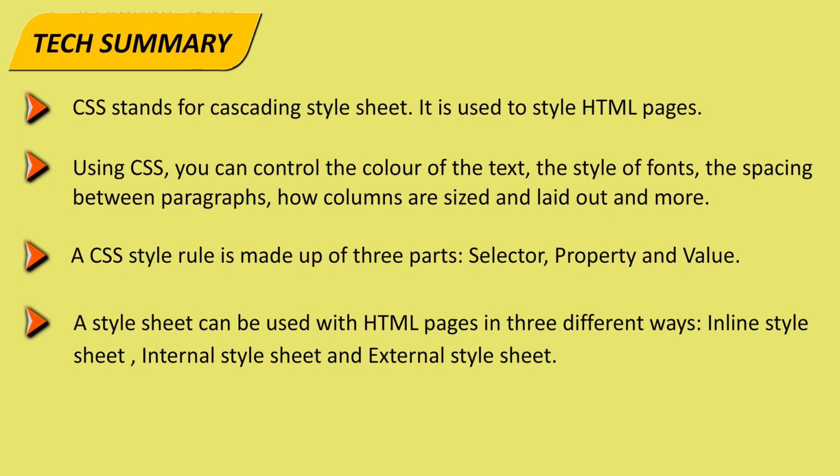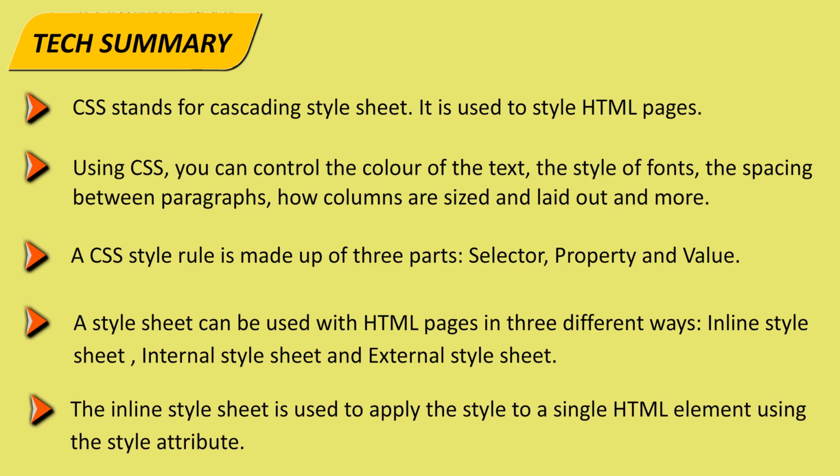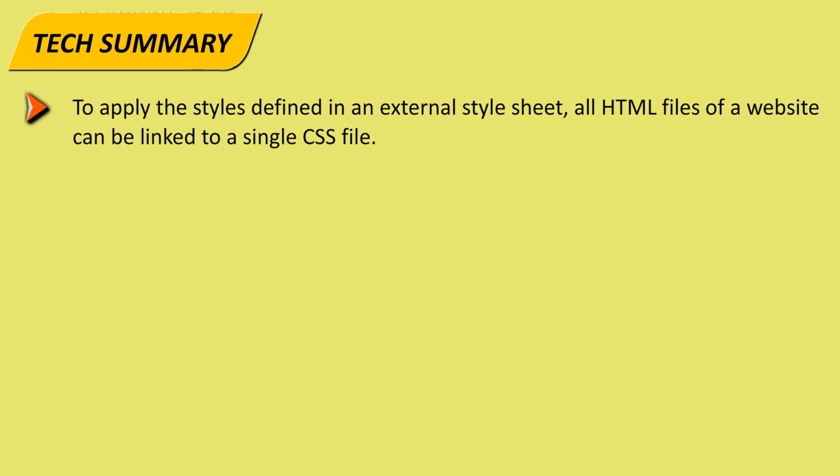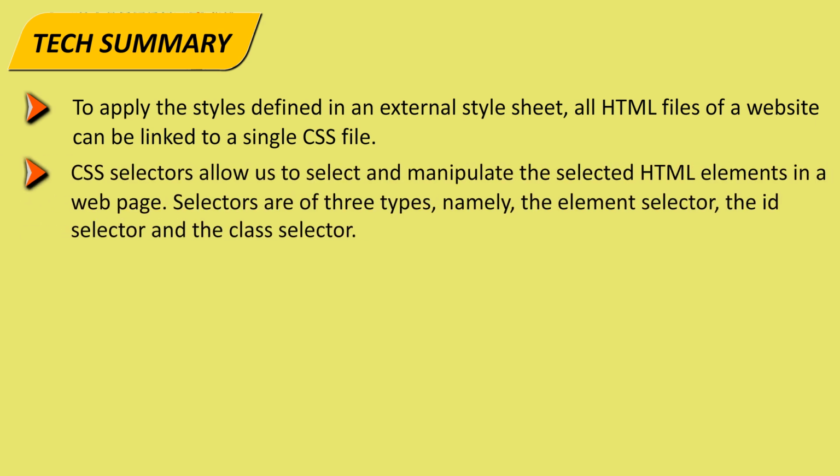external style sheet. The inline style sheet is used to apply the style to a single HTML element using the style attribute. To apply the styles defined in an external style sheet, all HTML files of a website can be linked to a single CSS file. CSS selectors allow us to select and manipulate the selected HTML elements in a web page. Selectors are of three types, namely the element selector, the ID selector, and the class selector.